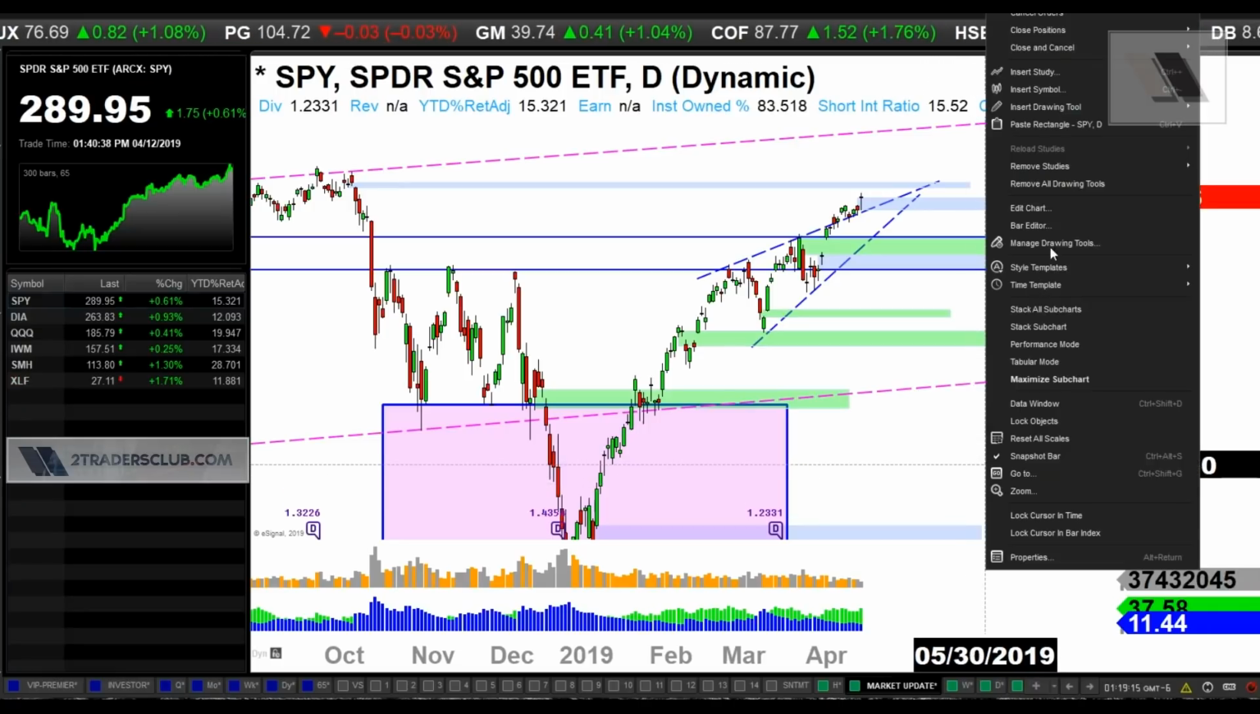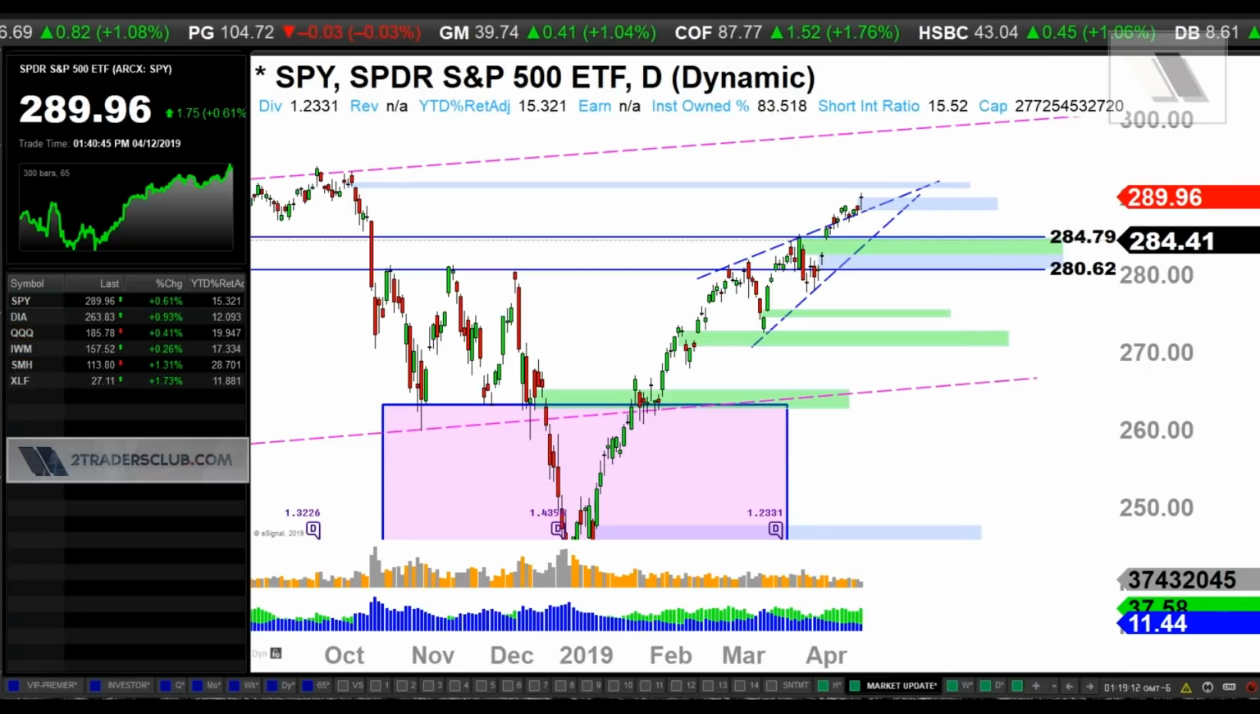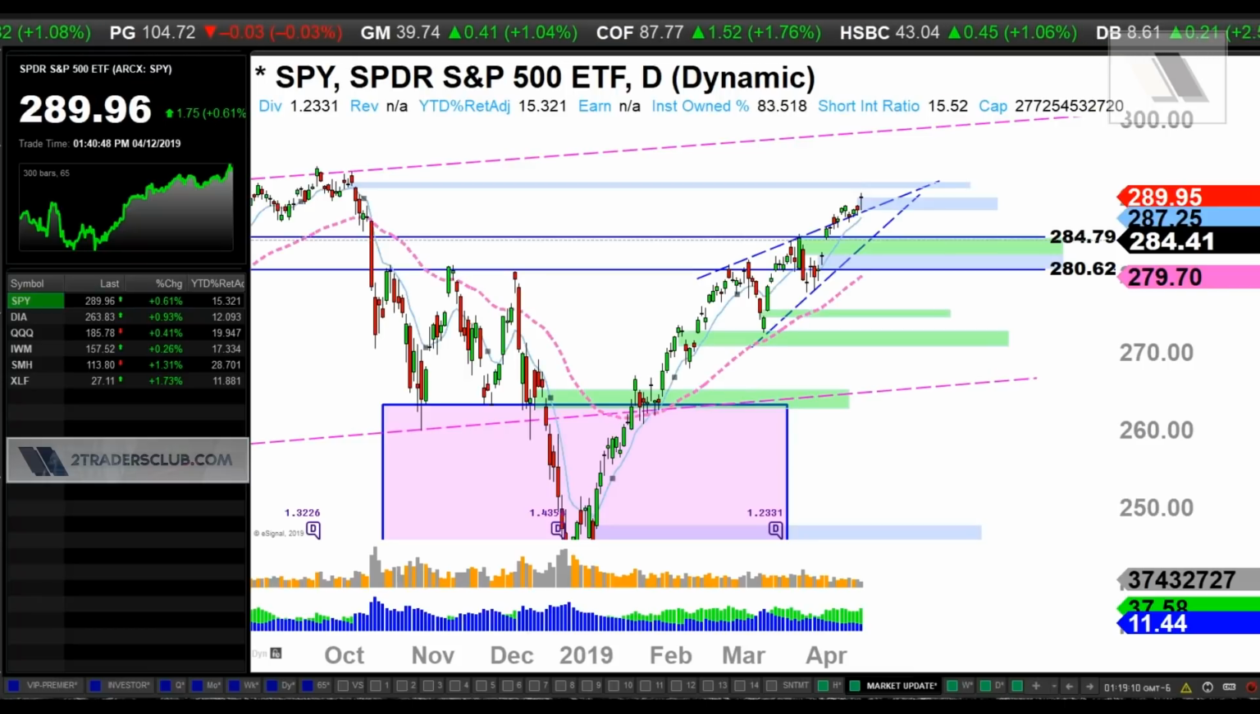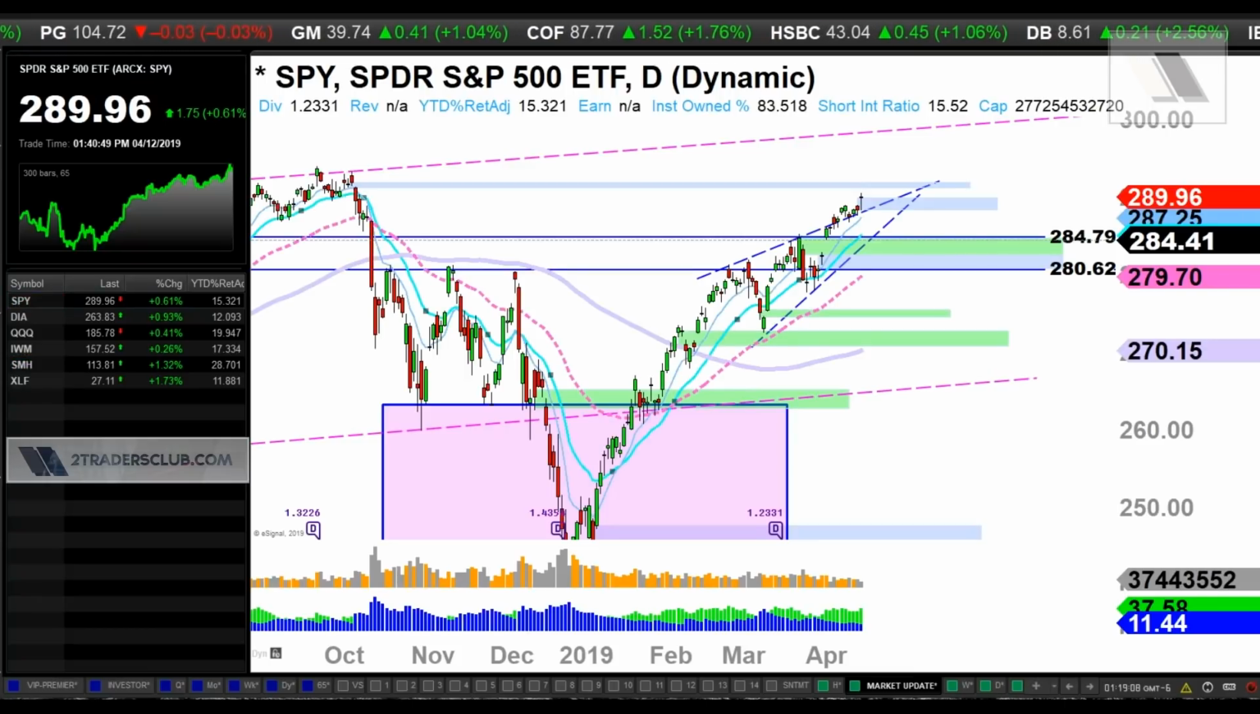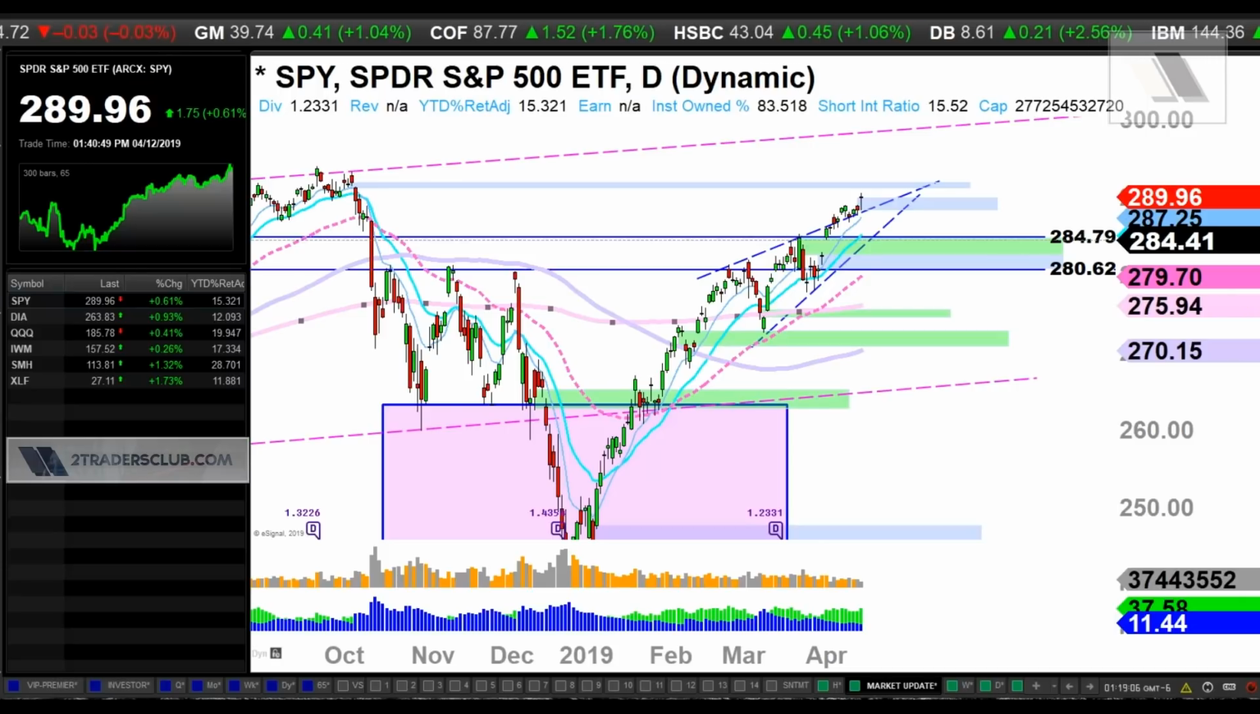Where are my moving averages? I think I moved all my moving averages last time. So let's put those moving averages back on. I'm going to get rid of the 10, we don't really need the 10 there. So we've got some 20s and 50s there.